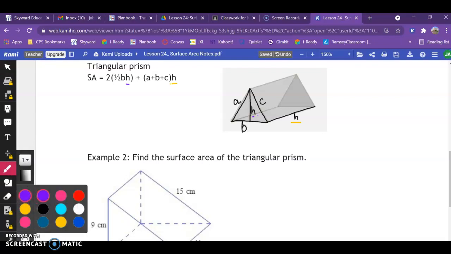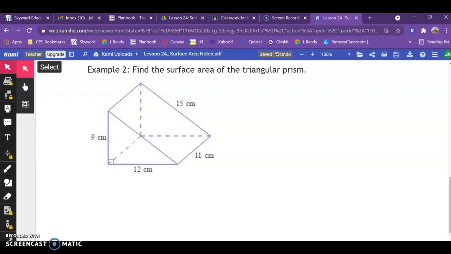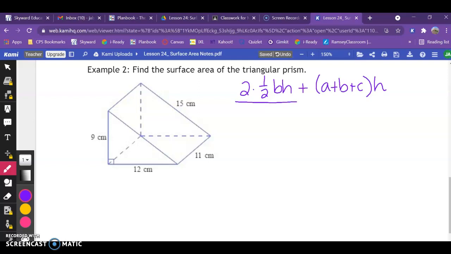So we are going to do this question right here. And we have to do 2 times 1/2 times base times height plus A plus B plus C times how tall it is. So this first piece is all about just this triangle. And so it would be 2 times 1/2. The base of this triangle would be 12 and its height would be 9.